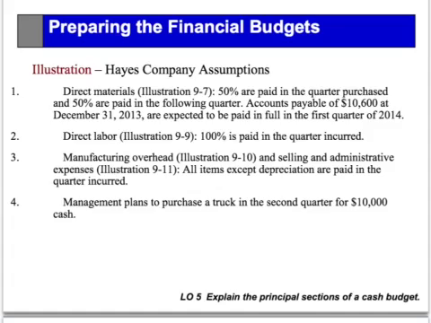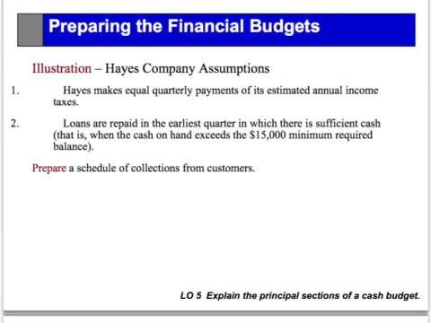Direct material purchases, 50% are paid in the quarter purchased and 50% are paid the following quarter. We start off with accounts payable of $10,600. Direct labor, of course, you've got to pay the labor when it's due, so therefore it's paid in the quarter that it's incurred. Manufacturing and selling expenses are all paid in the same quarter. Keep in mind we don't pay for depreciation. We're also going to purchase a truck for $10,000. And lastly, we make equal quarterly payments on our taxes, and loans are repaid in the earliest quarter in which sufficient money over $15,000 has been collected.